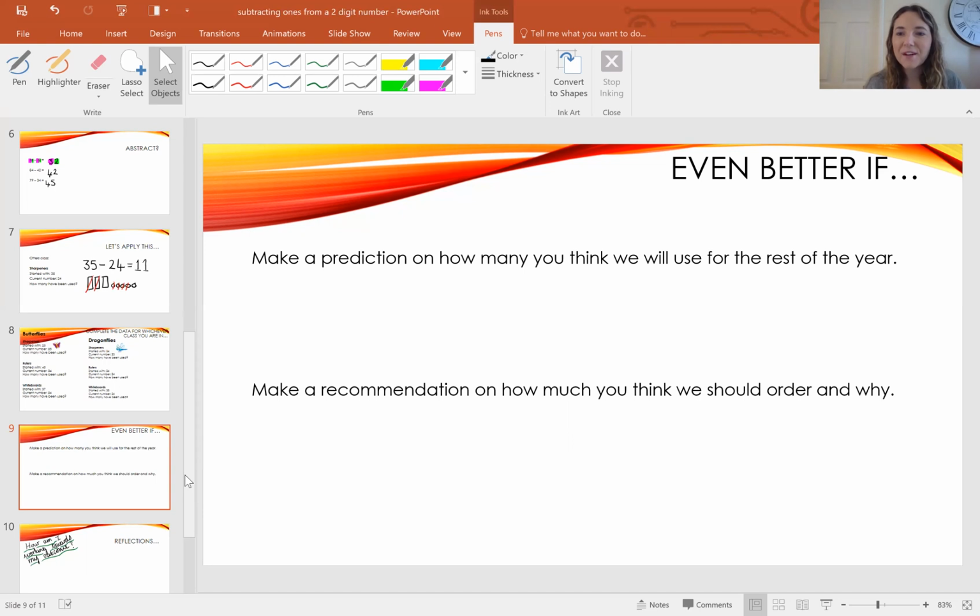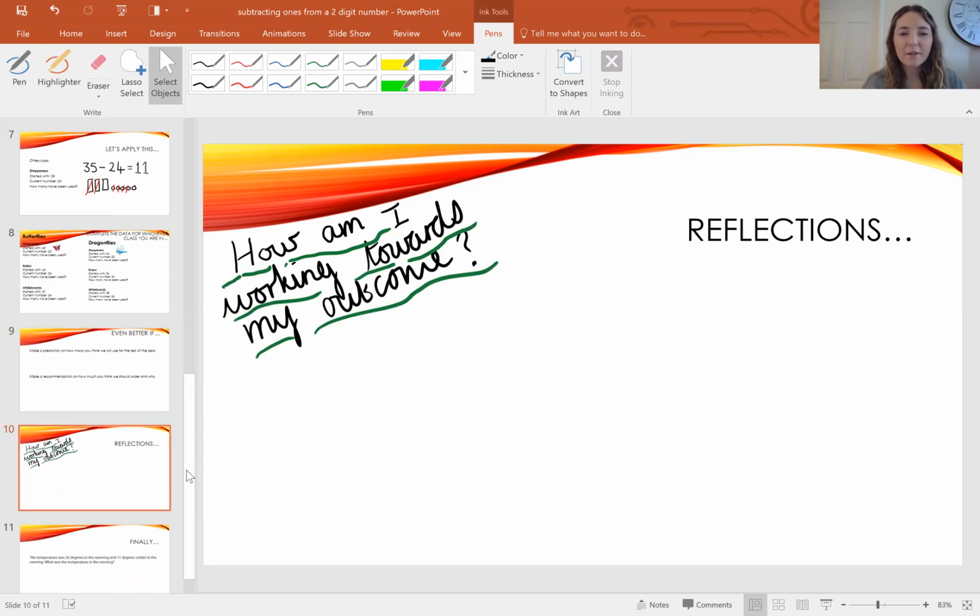Have you done that? Well done. Okay, so now it's reflection time. So how am I working towards my outcome? So again, we're going to be writing in full sentences the things that you have been able to do in terms of working towards your outcome. What so far have you worked out that you're able to do with your subtraction?